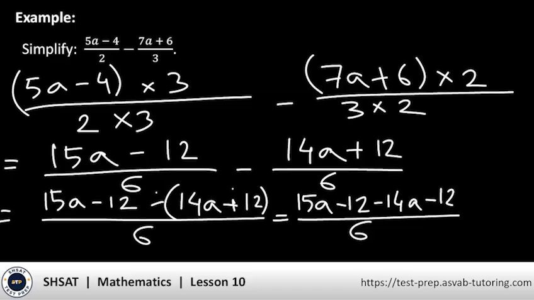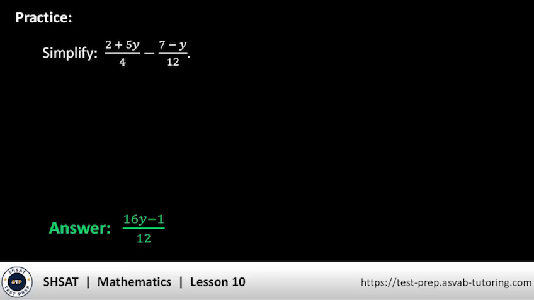Now what? You have a 15a minus 14a. So that's just a, because 15 minus 14, that's 1, right? That's just a. Minus 12 means minus 24 over 6. That is your final answer. Okay, moving on. We have a practice question here since we did so many math already.